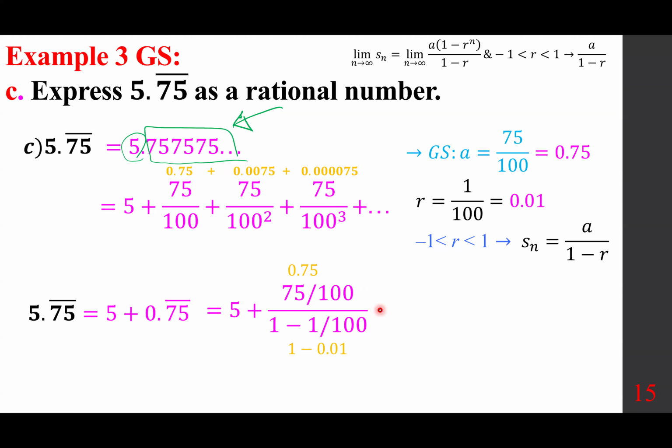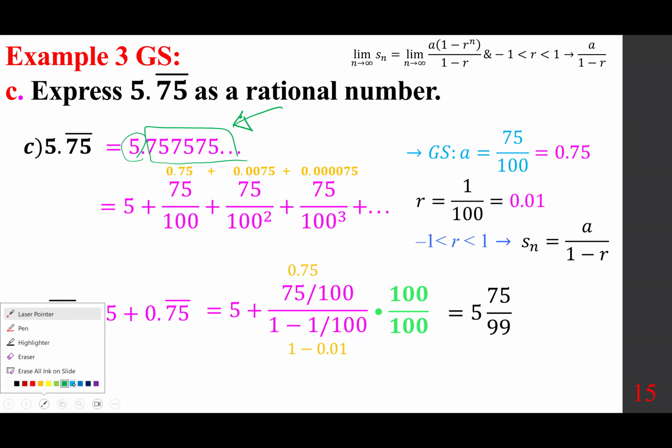The fastest way to simplify the complex fraction is to multiply by the LCD, multiply the top and the bottom by 100. So this becomes 75. This becomes 100 minus 1. I showed that in the previous page. So this becomes 75. This becomes 100 minus 1 or 99. So 5 and 75 over 99. Just this part.